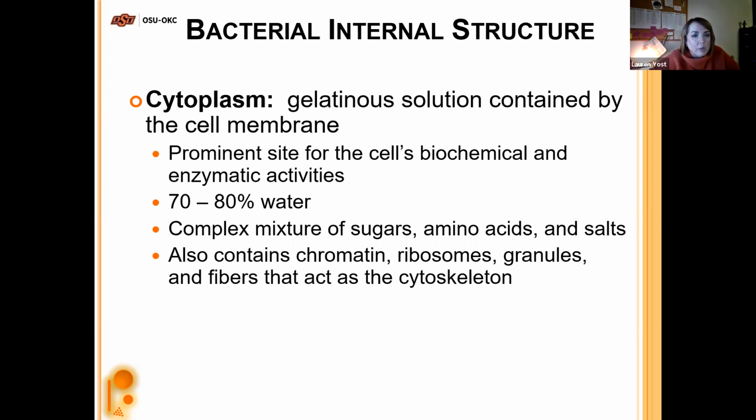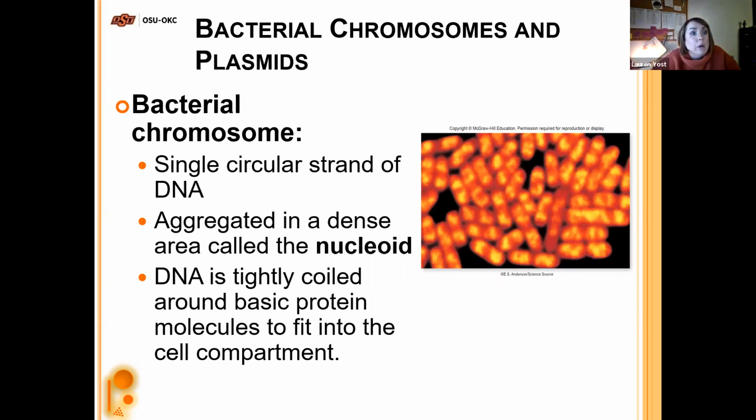Cytoplasm, what's going on in the cytoplasm inside of the cell? The cytoplasm is a gelatinous solution that is contained by the cell membrane. It's a prominent site for the cell's biochemical and enzymatic activities. The cytoplasm itself is 70 to 80% water. It's a complex mixture of sugars, amino acids, salts, and contains chromatin, ribosomes, granules, and fibers that act as the cytoskeleton. So basically a lot of support going on there, and a lot of enzymatic activities, and everything else that wasn't going on in the cell membrane is going on in the cytoplasm. Like I said, they don't have separate places for things to be going on, so it goes on inside anywhere.